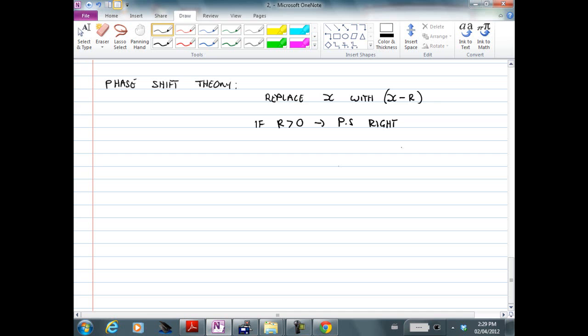Okay. Some of you say, but Miss, r is greater than 0, that's a plus, isn't that a negative? That's a bit confusing, I'll show you why. If r is less than 0, that's the phase shift left. You have to understand the question. Is it a theory question or is it an f of x question? If there's f of x, it's the f of x question.